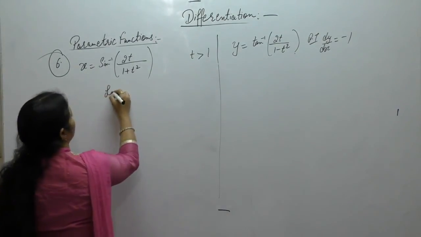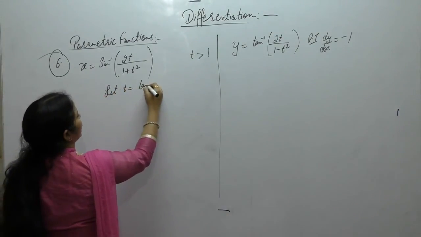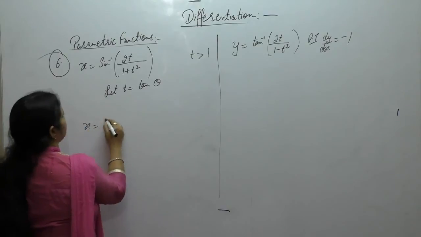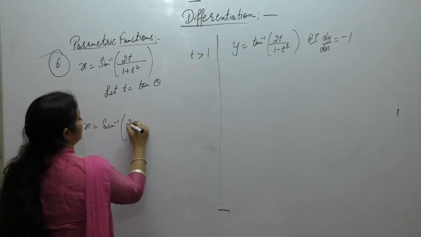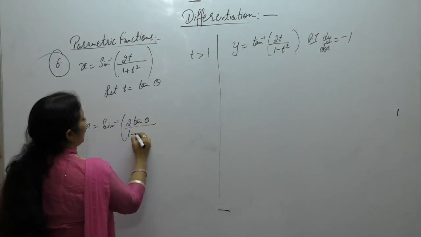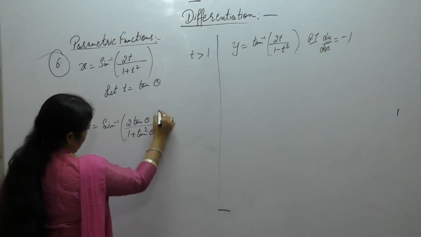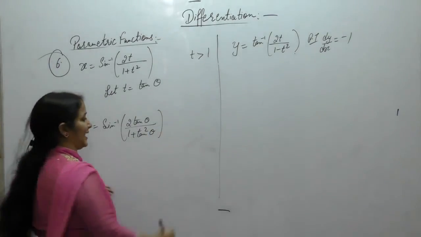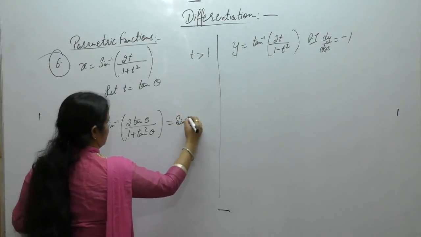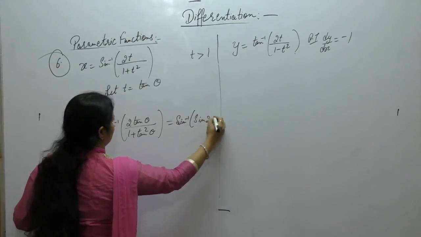Let t is equal to tan of theta. Sine inverse 2 tan theta upon 1 plus tan square theta. This is the formula for sine 2 theta. So we can write it as this.